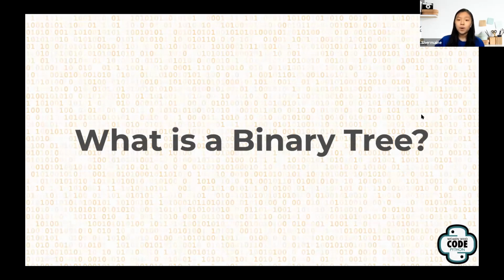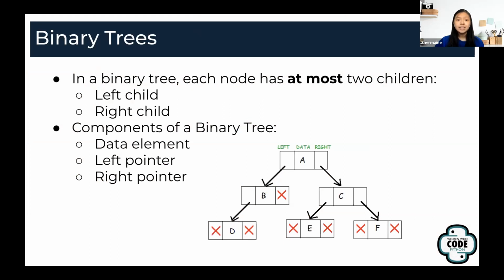So moving on to what is a binary tree. In a binary tree, each node has at most 2 children, the left child and the right child. Components of a binary tree, you have a data element in the center, a left pointer, and a right pointer. So now let's look at the diagram here.